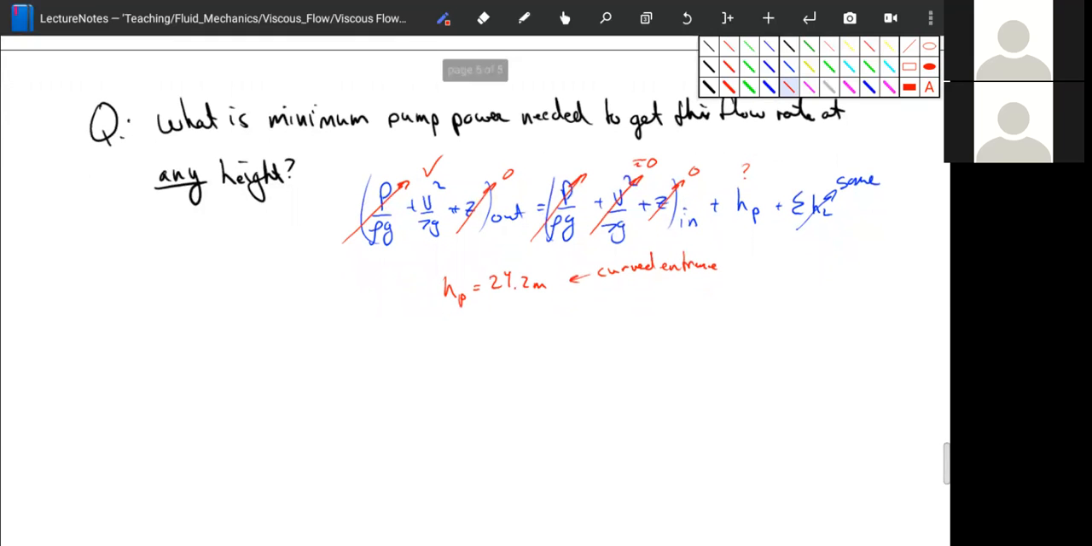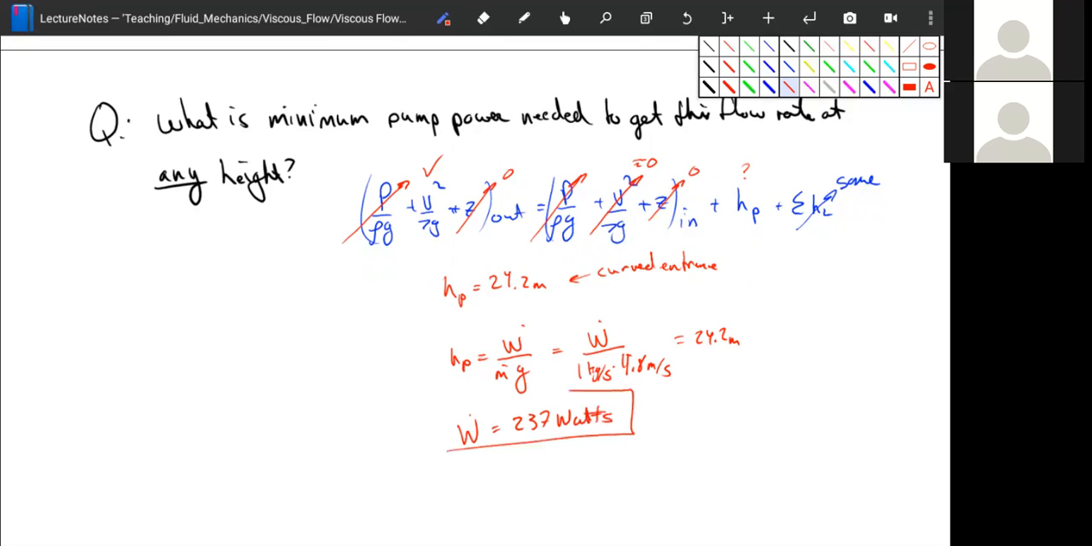And then we can just plug this back into our equation now. So HP is equal to W dot divided by m dot times g, which is equal to W dot divided by 1 kilogram per second times 9.8 meters per second squared. And that's equal to, like I said, 24.2 meters. So we find out that our W dot is equal to 237 watts, which is not much at all. That's less than what a toaster consumes. It's approximately what a high-end laptop consumes. That's not much energy at all.